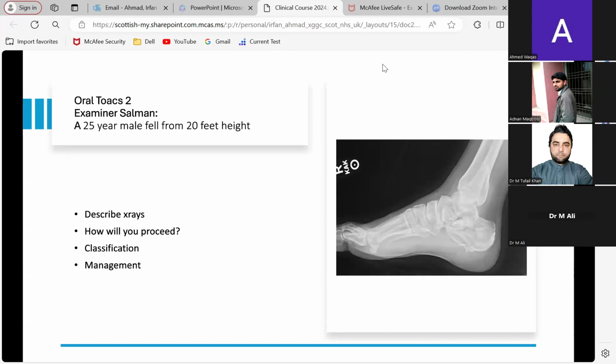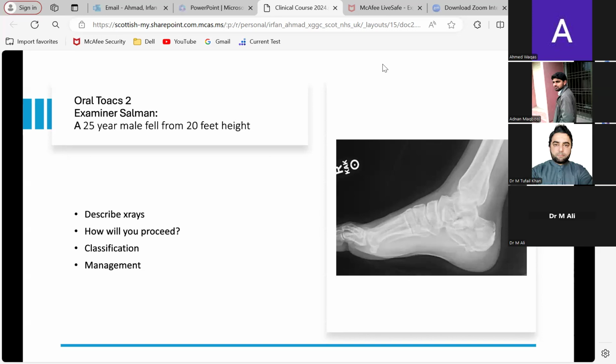Any other angle that you are aware of, or just these two angles? Canal view. Okay, that's fine. What other investigation will you do, or are you happy with the X-rays? No, sir. I'll also like to do the X-ray of the knee joint. No, you have done the ipsilateral knee X-rays. All X-rays have been done.